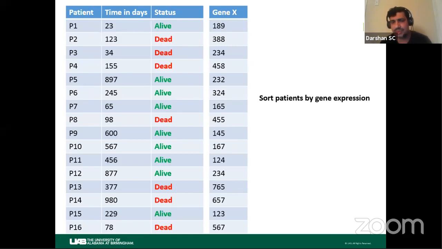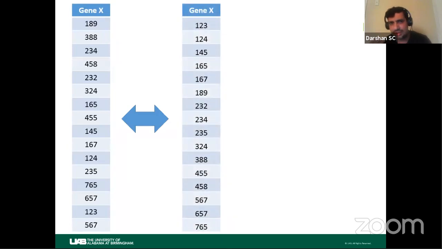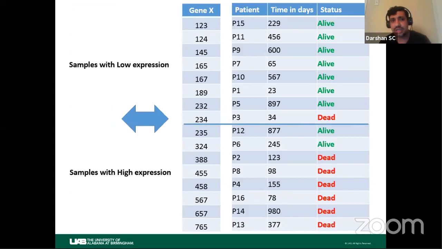So the first step is to sort the patients based on the expression level. This is what I have initially, and I sort the patient data based on the level of expression of gene X. Now you can see that the patients are sorted based on gene X. So I can divide this entire list of patients into two groups: patients with low expression of gene X, and patients with high expression of gene X.